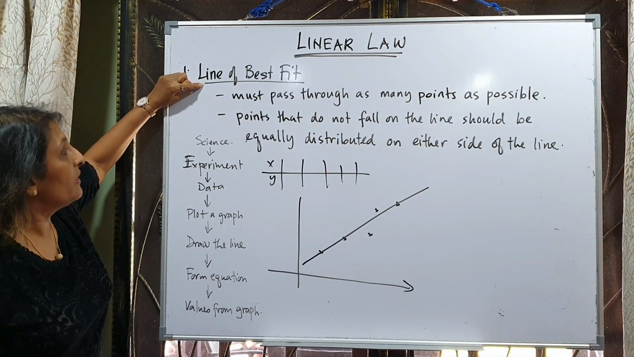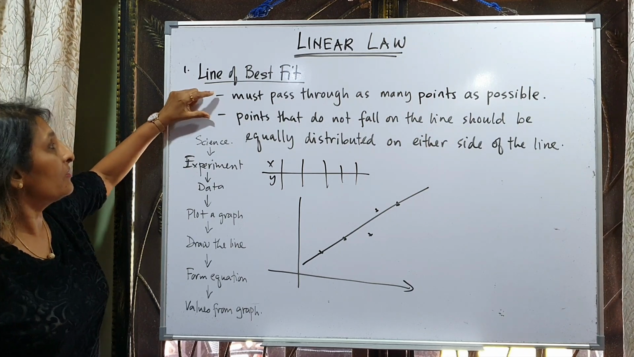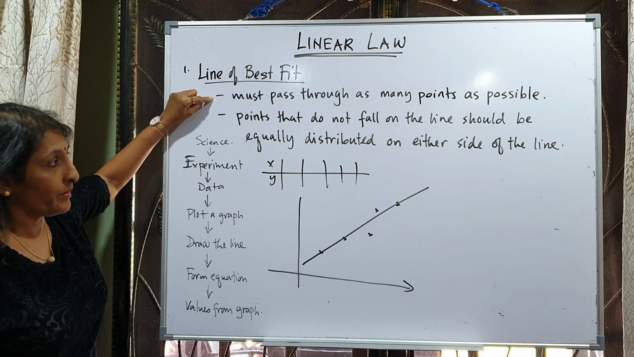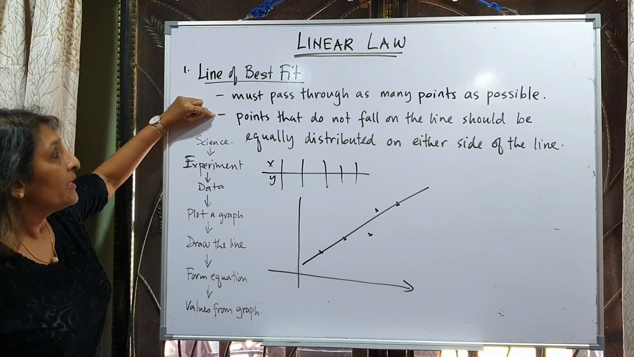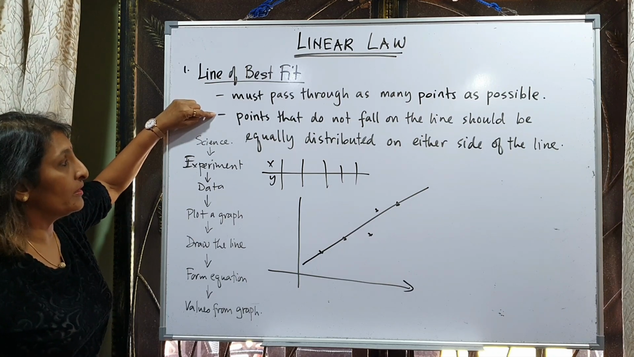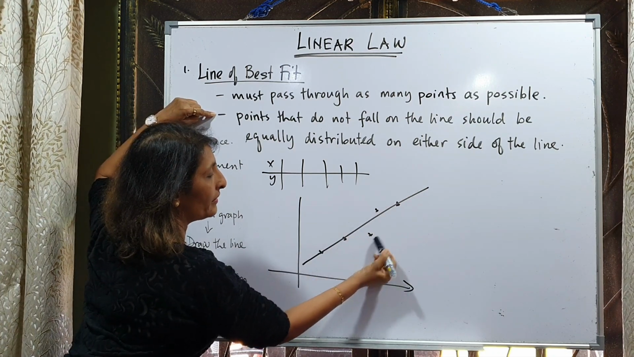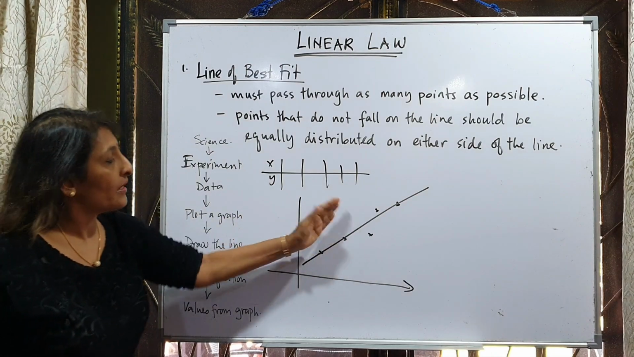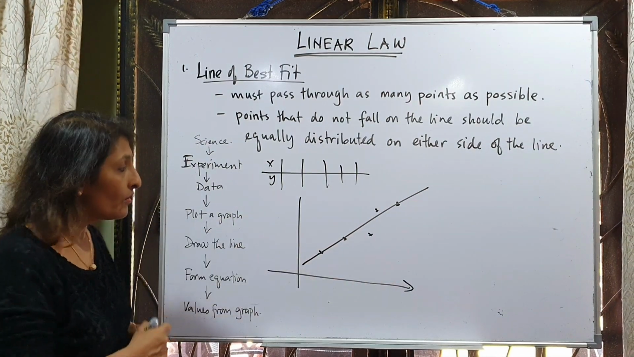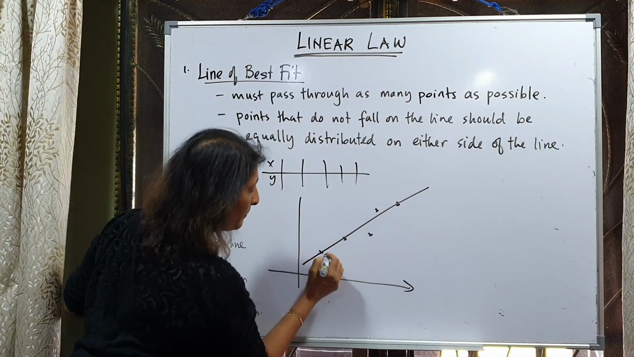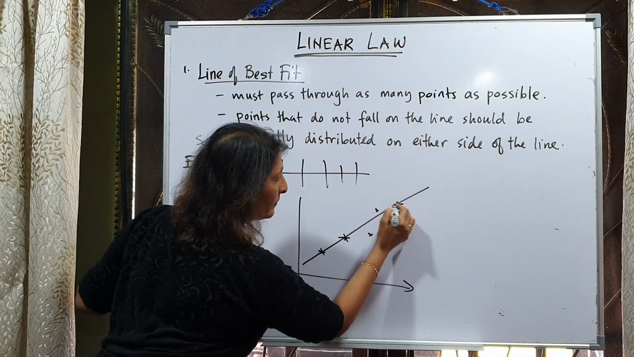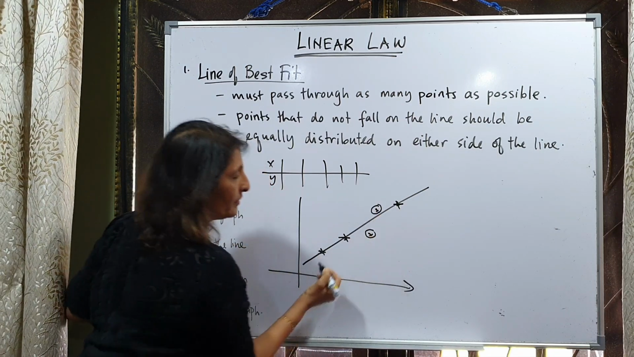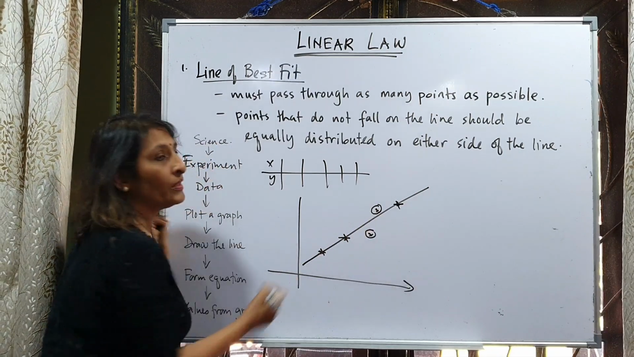The line of best fit is a line which must fulfill both these conditions. The first is, it must pass through as many points as possible, and the second is, the points that do not fall on the drawn line, that means this point and this point here, should be equally distributed on either side of the line, up and down. For example, I draw this line because you have 3 points falling on the line, then you have 1 point up here, 1 point down here. So these 2 points are equally distributed.